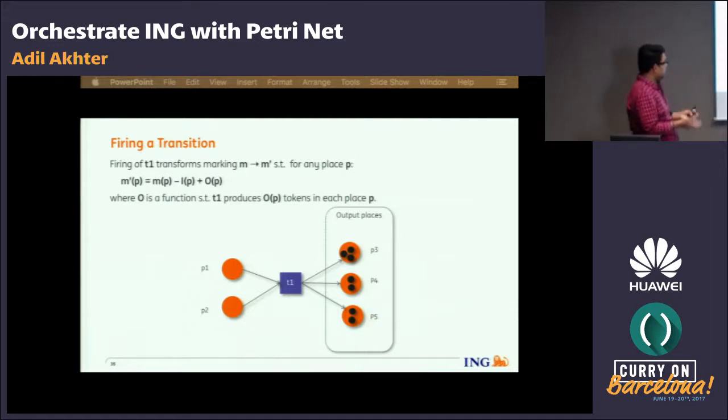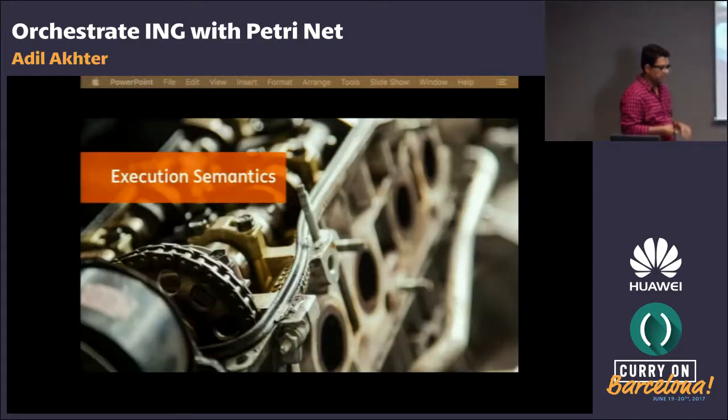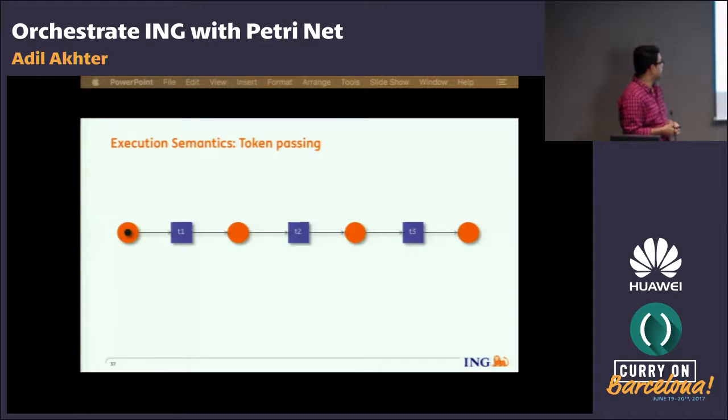So in this case, when it fires, it just consumes some token from the input places and produces the token in the output. As simple as that. So we'll dive into the semantics of Petri Net, its execution semantics, with a token game.